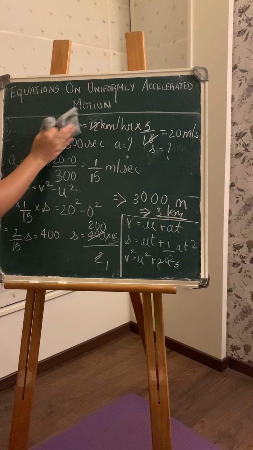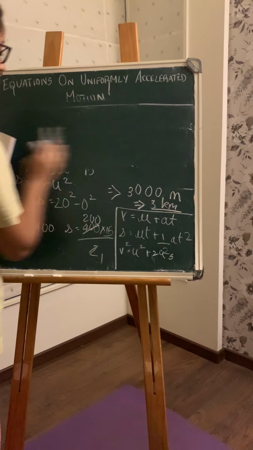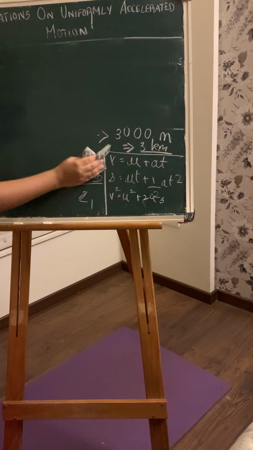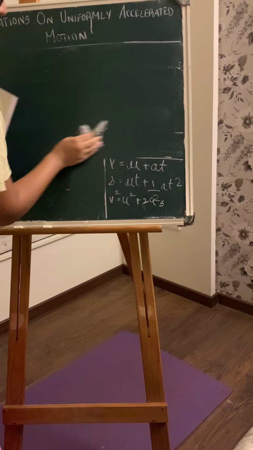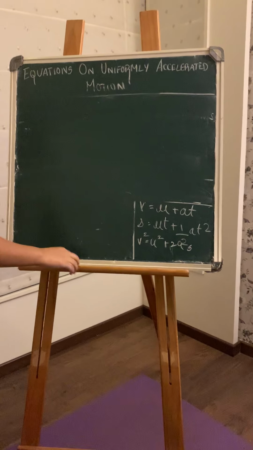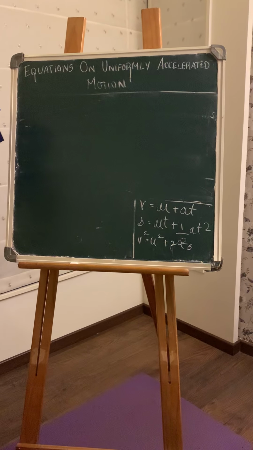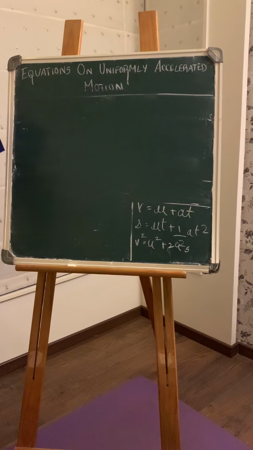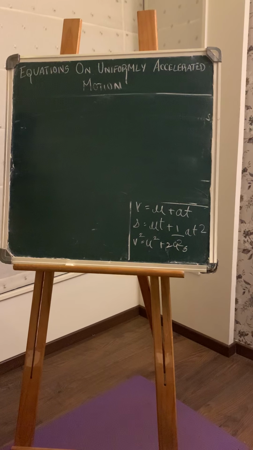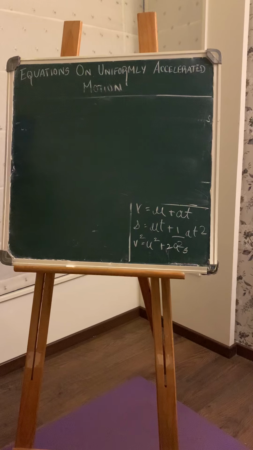Now let's go on to the second numerical. In this I'll probably be using the second equation of motion, this one. It says, the brakes applied to a car produce an acceleration of 6 meters per second square in the opposite direction to the motion.